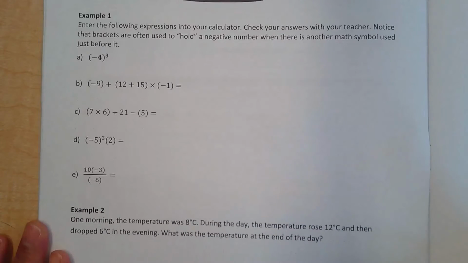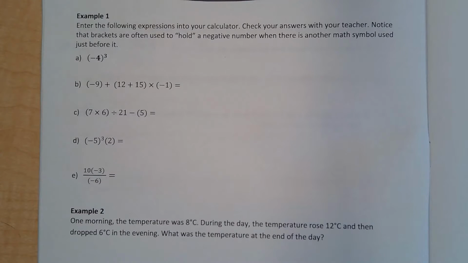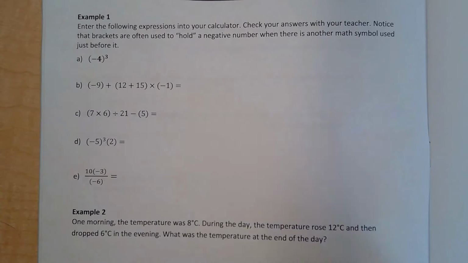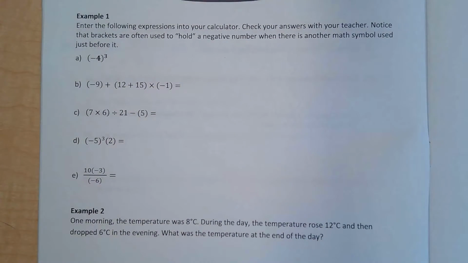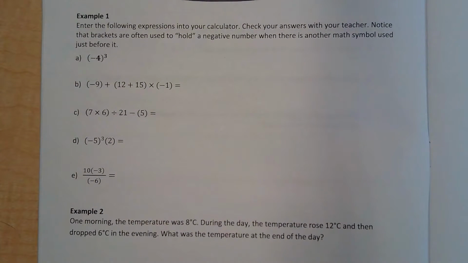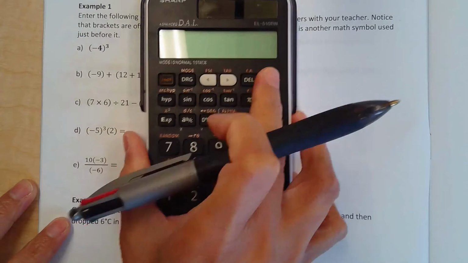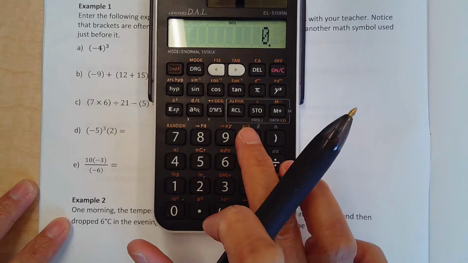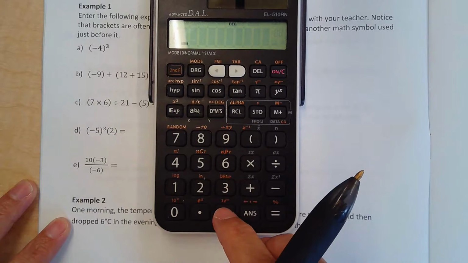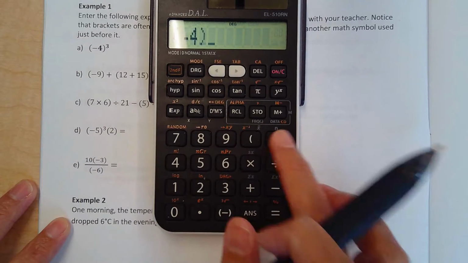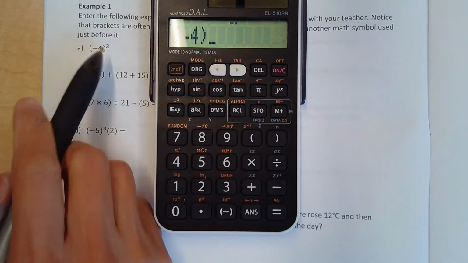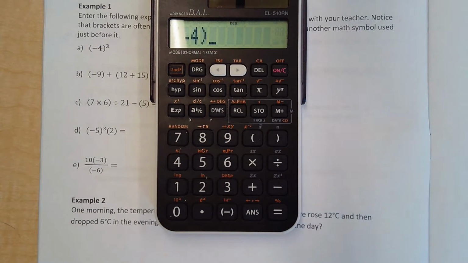Now let's get into the order of operations involving integers. It says here, enter the following expression on your calculator and check your answer. We'll go over it together for sure. So how do we do this on our calculator? Let's type it in. You put brackets, -4. And then what's this little 3 outside? What is that called again?